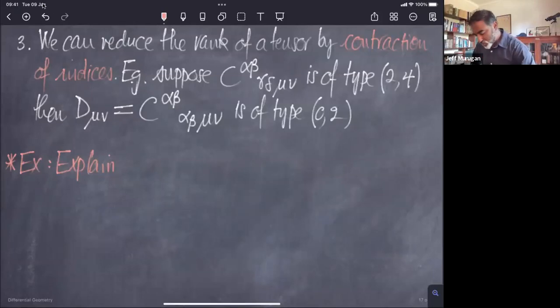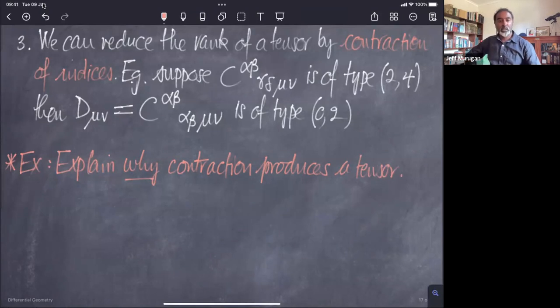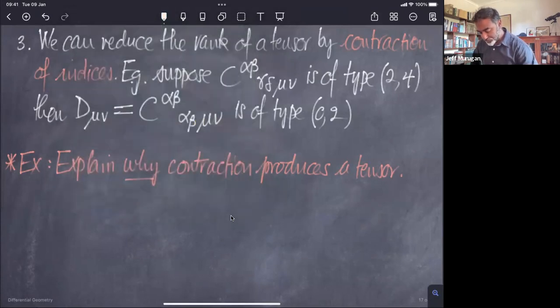So explain why contraction produces a tensor. Any questions so far?